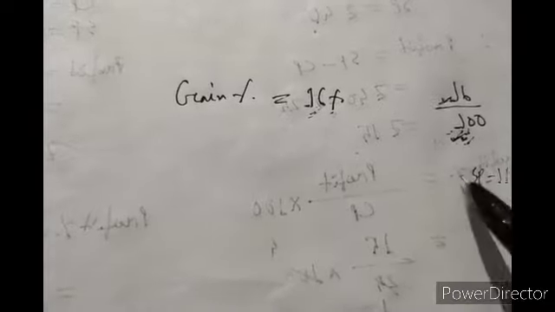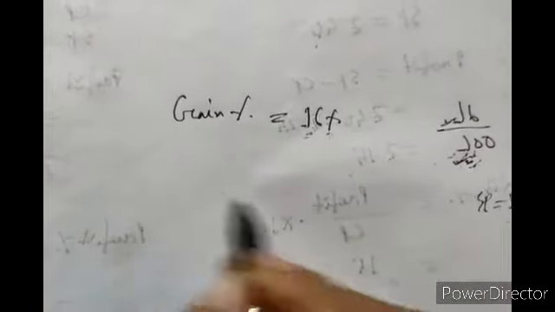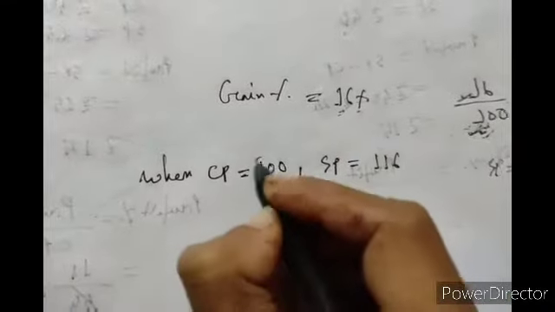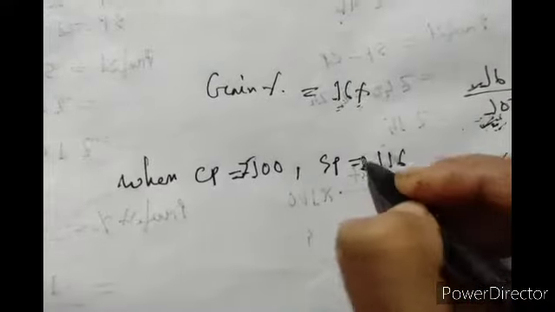I think this is clear for everyone, na? Because out of 100, 16 is profit. Profit means selling price is more, so selling price will be more than cost price. So if cost price is 100, 16 is profit. Selling price will be 100 plus 16, 116. That means when cost price is 100, selling price will be 116 rupees.